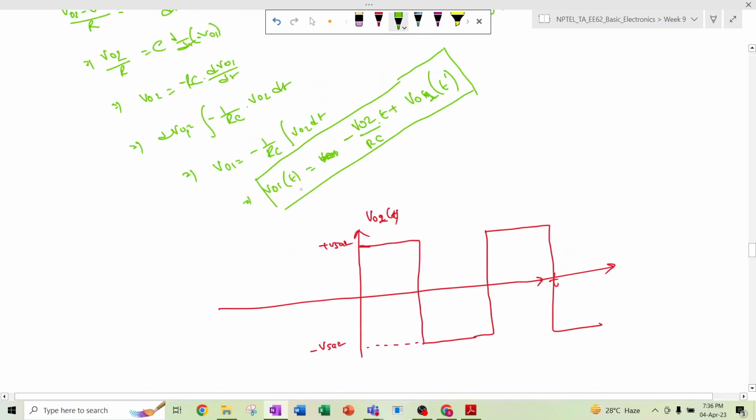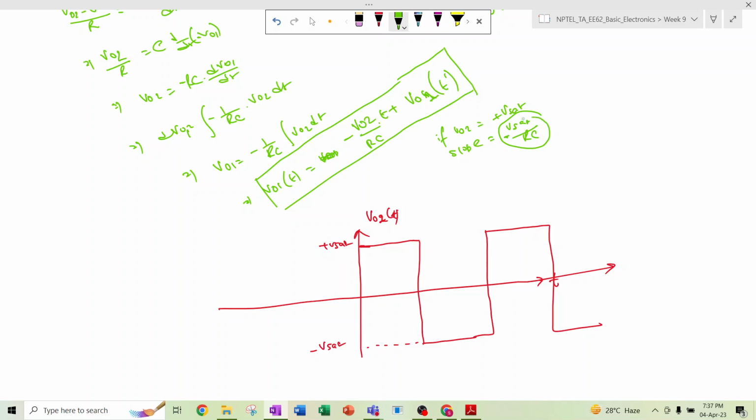And what will be the diagram of VO1(t)? See one thing, if VO2 is plus Vsat, then in this equation the slope is Vsat divided by RC. It is plus Vsat, so it will be minus Vsat divided by RC, multiplied with t.